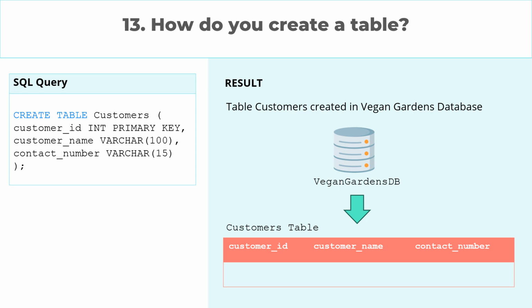Customer ID. It's a unique ID for each customer, which is the primary key. Customer name. The customer's name. This allows up to 100 characters. Contact number. Their phone number, up to 15 characters. This table helps us store and manage customer information for things like reservations and communication.